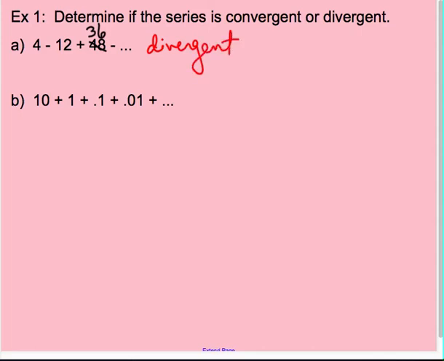Our next series, 1 divided by 10 is 1/10, 1/10 divided by 1 is 1/10, and so on. So the common ratio is less than 1, so this would converge.